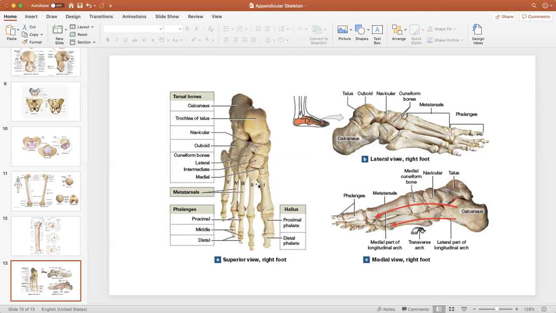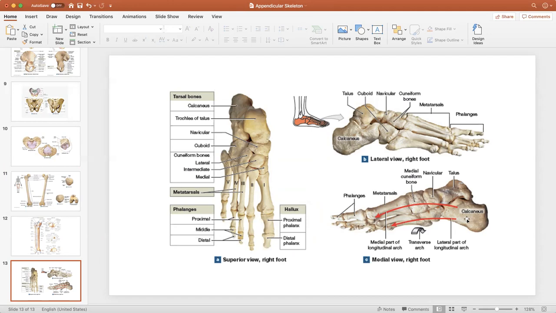Then you have the metatarsals. Again, they're numbered from the hallux, 1, 2, 3, 4, 5. And then we have the proximal and distal phalanx for the hallux, and then we have the proximal, middle, and distal phalanges for the other toes.